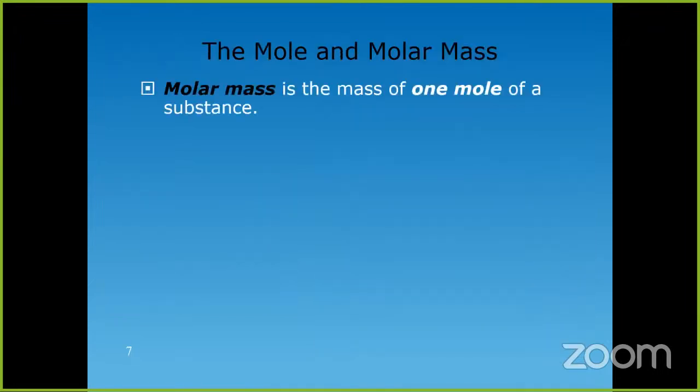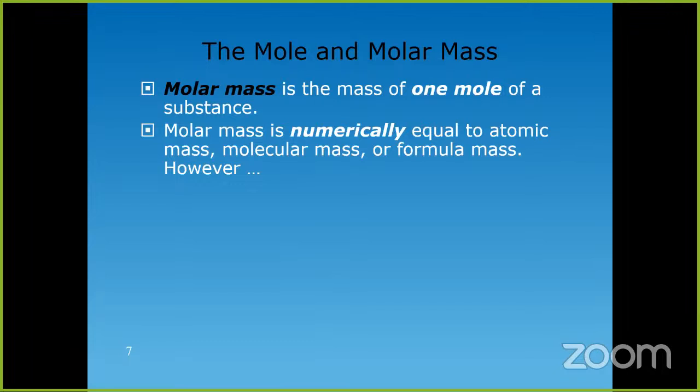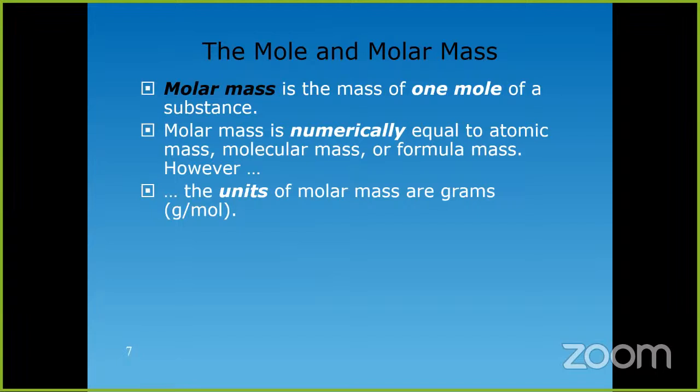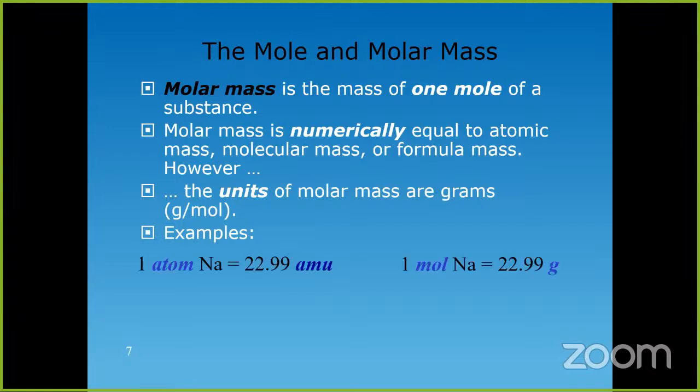Okay, then we get to the concept of the molar mass, which we kind of touched on earlier. The molar mass, by definition, is the mass of 1 mole of a substance. And it turns out that the molar mass is numerically equal to the atomic mass if you're dealing with elements, the molecular mass if you're dealing with molecular compounds, or the formula mass if you're dealing with ionic compounds. The difference between them would be the units, right? And I think I have an example here. So the units of molar mass is grams per mole, while the units of atomic mass, as I said before, is AMU.